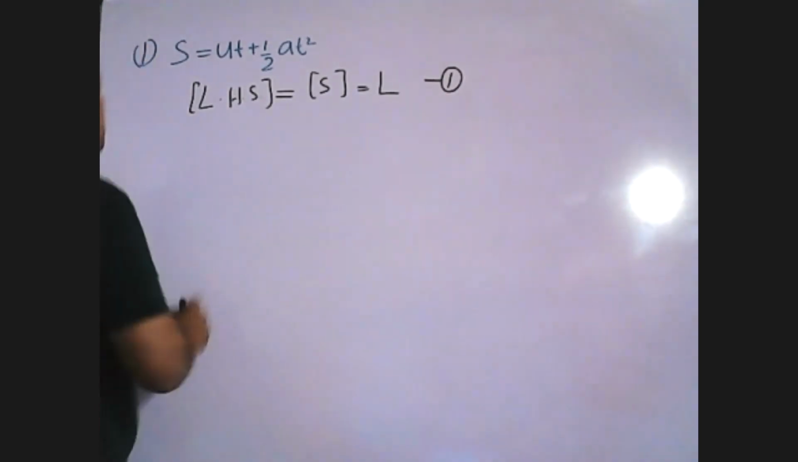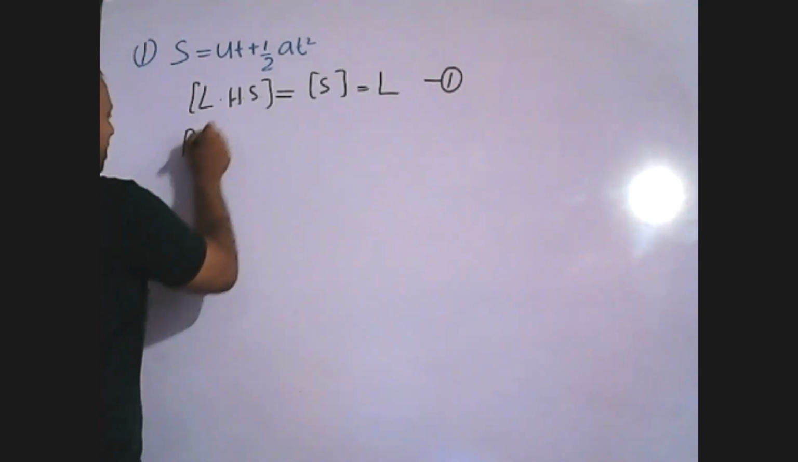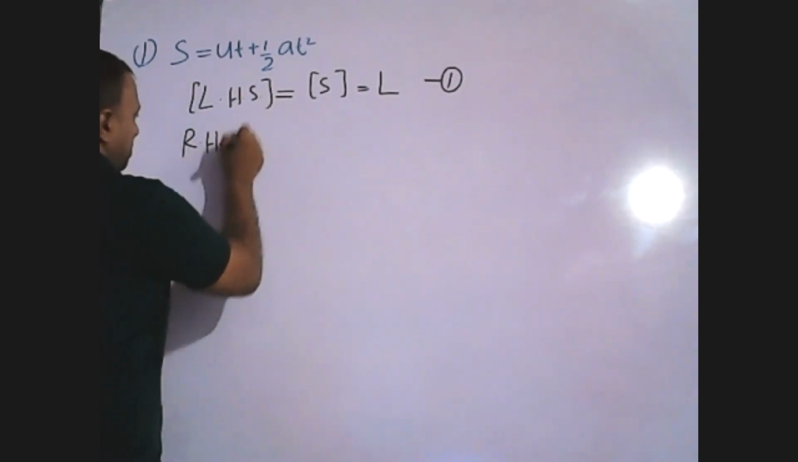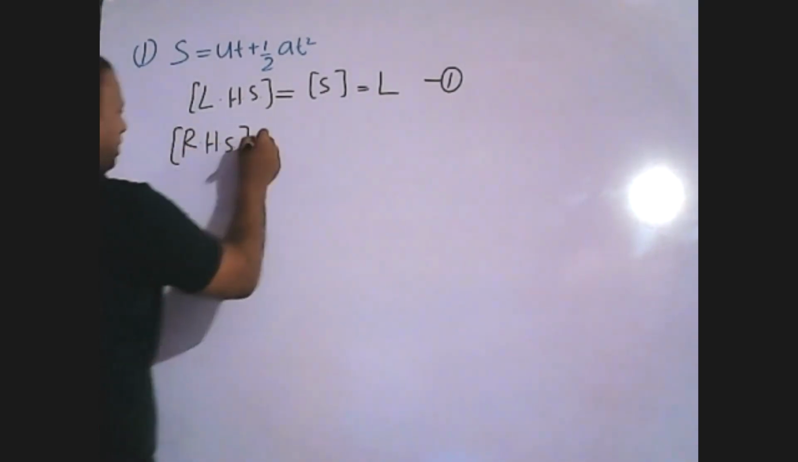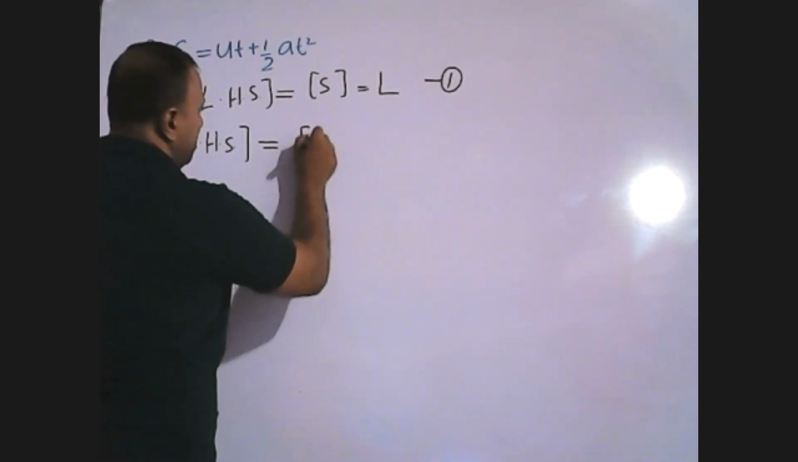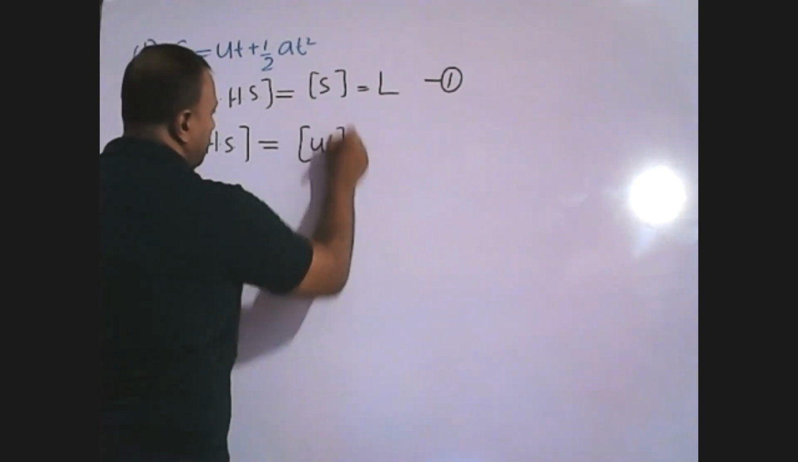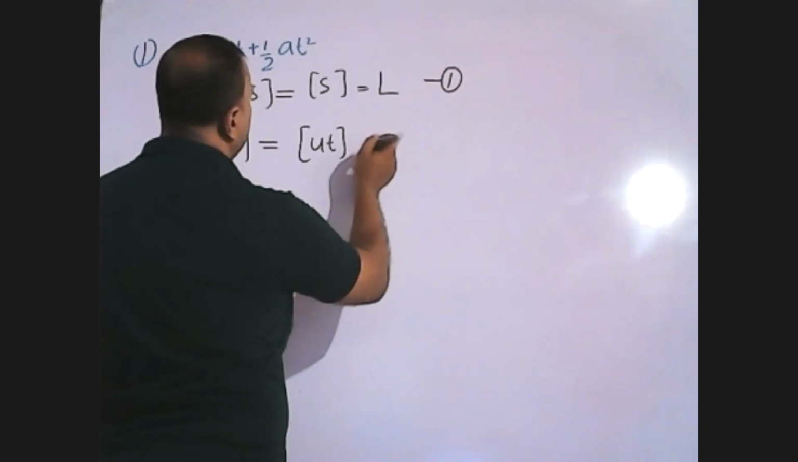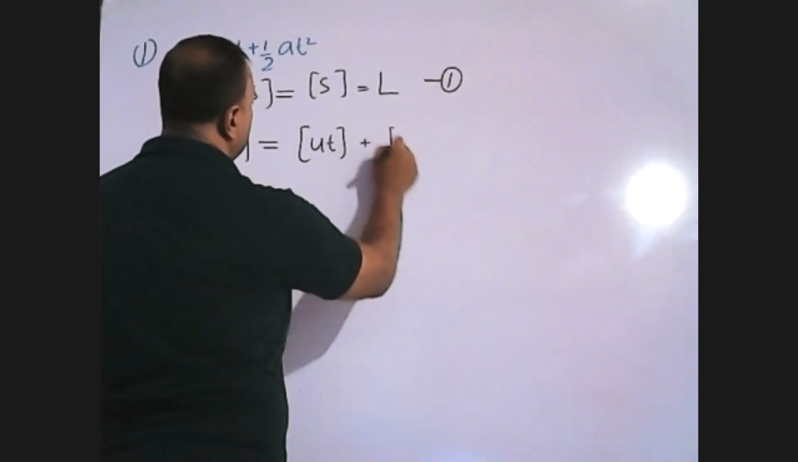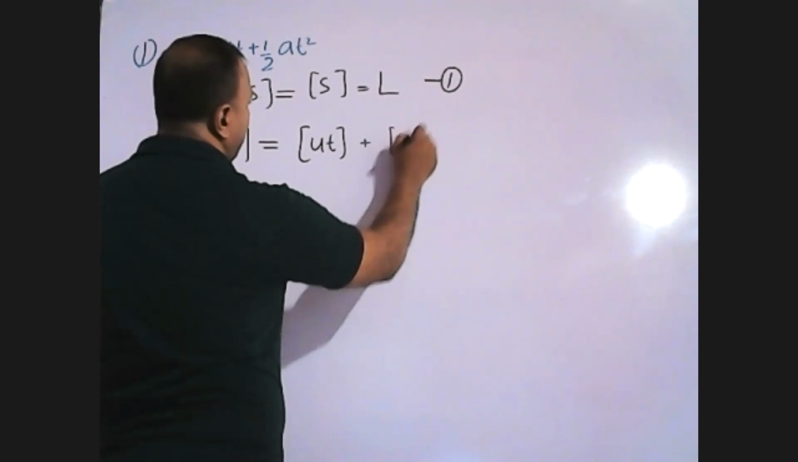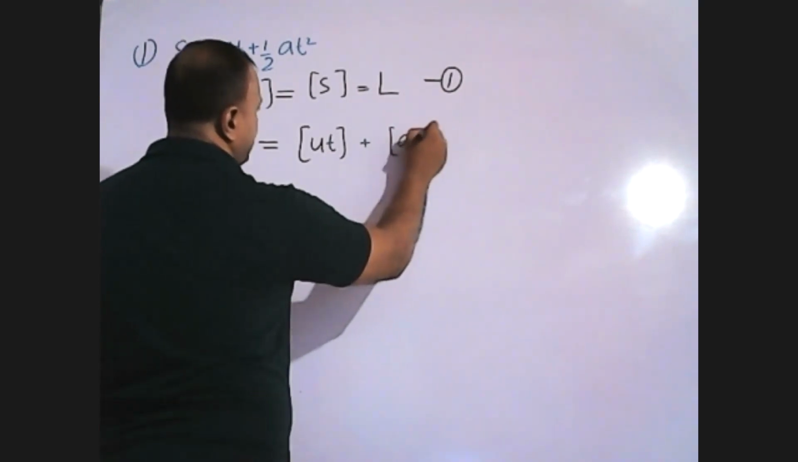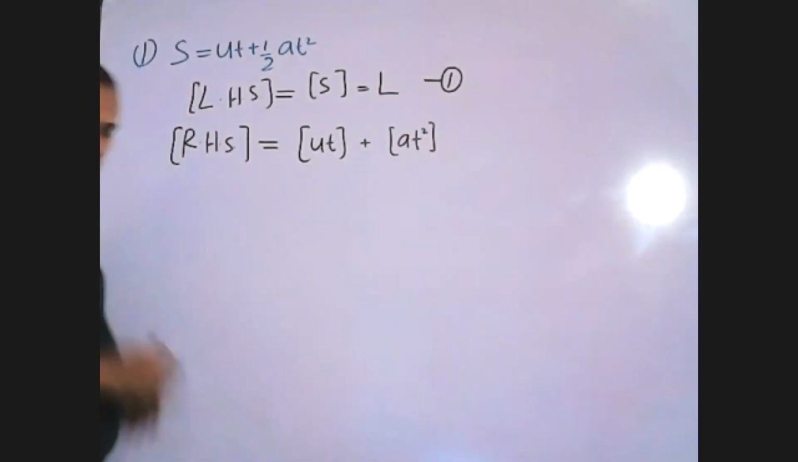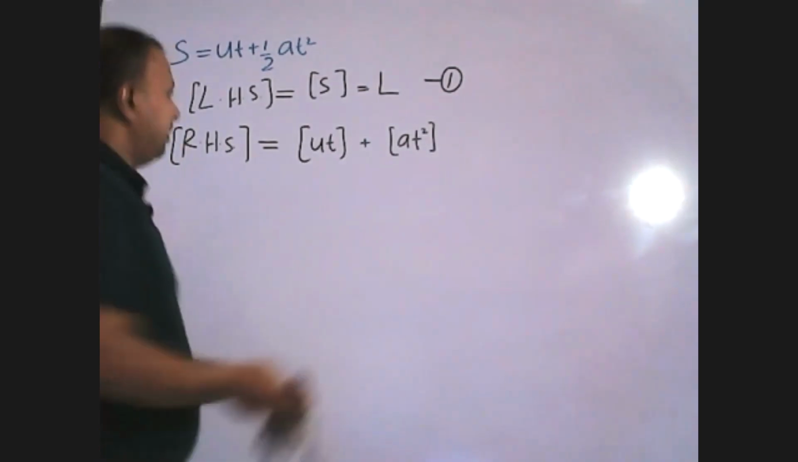Then RHS, the dimension of RHS is equal to the dimension of UT and the dimension of AT square. Don't write this one.